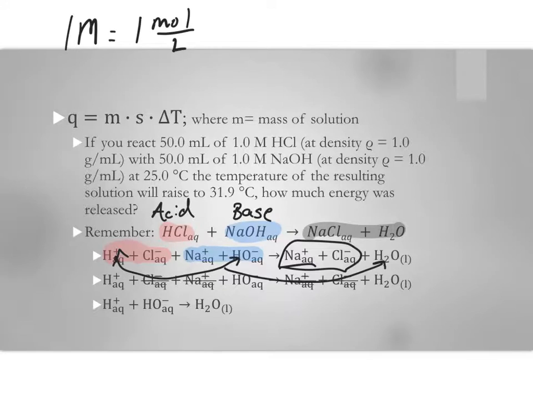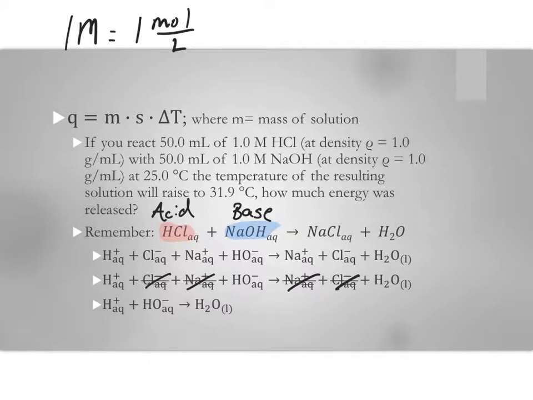And so as you can see down here, below that, the chloride and the sodium plus, those cancel out. Ultimately, this yields this balanced equation here, where H plus and HO minus react to form water. And that's going to be important for this overall question here.